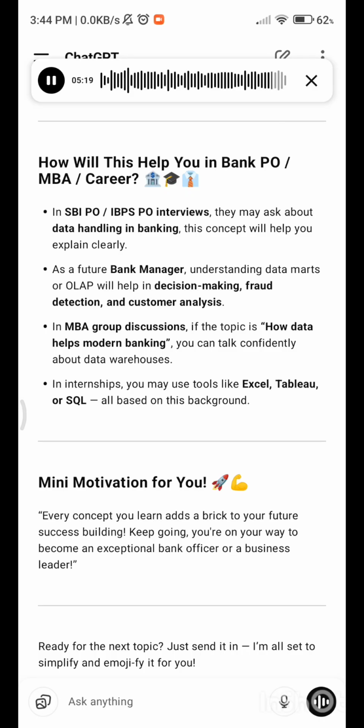In MBA group discussions, if the topic is how data helps modern banking, you can talk confidently about data warehouses. In internships, you may use tools like Excel, Tableau, or SQL, all based on this background. Mini motivation for you: every concept you learn adds a brick to your future success building. Keep going. You're on your way to become an exceptional bank officer or a business leader.